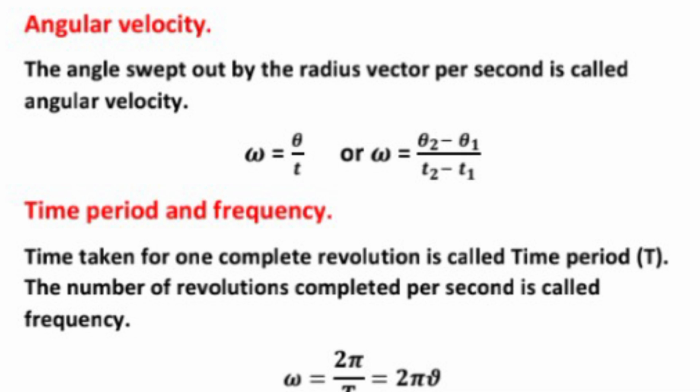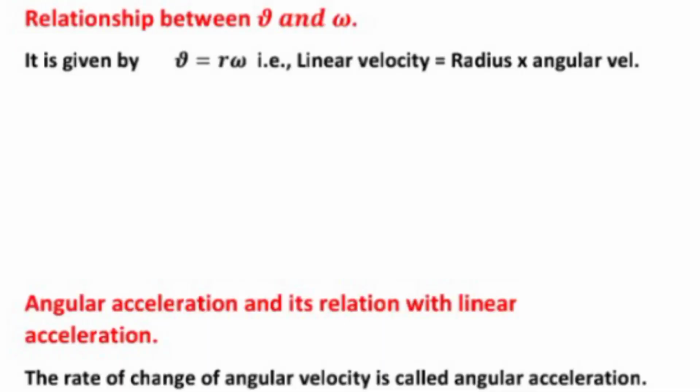Time period and frequency. Time taken for one complete revolution is called the time period T. The number of revolutions completed per second is called the frequency. Omega equals 2 pi upon T, and it will be equal to 2 pi nu. 1 upon T means nu. Nu is the frequency.